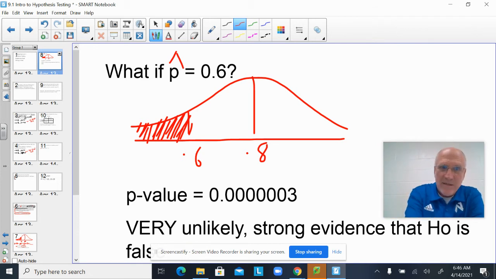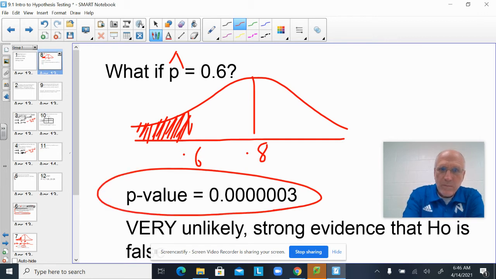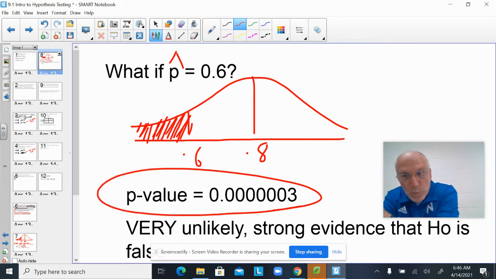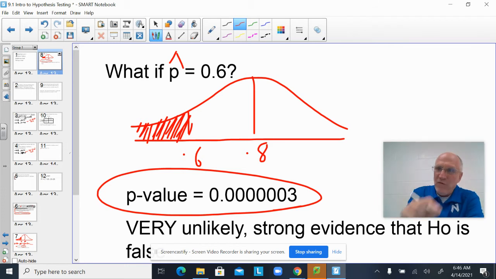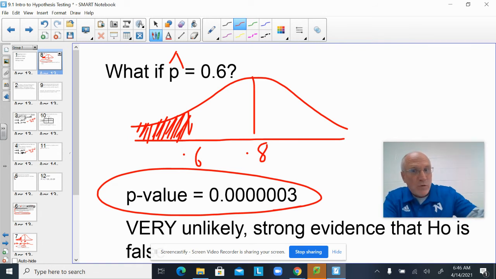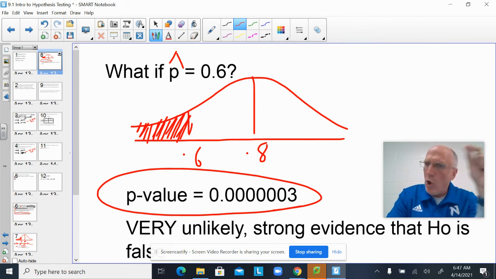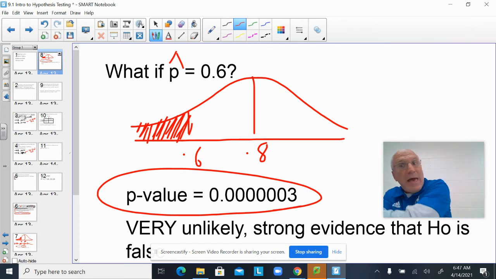It turns out in this case, look at that p-value. What does that mean? If you're asked to interpret the p-value, that means if p really equals 0.8, if I really do make 80% of my free throws, then the probability of me making 60% or fewer is 0.000003. That is extremely unlikely. So that is so unlikely to happen by random chance. That's evidence that maybe Matt was right. Maybe the null hypothesis, which is that p equals 0.8, is not true.